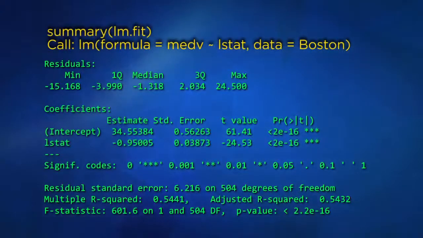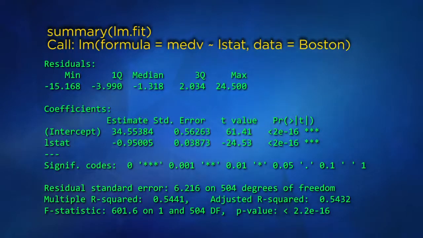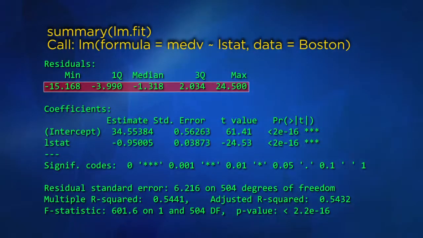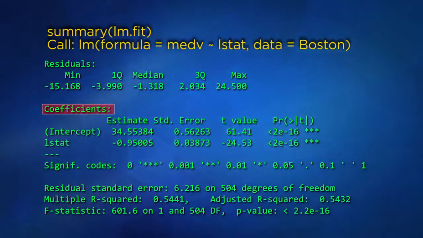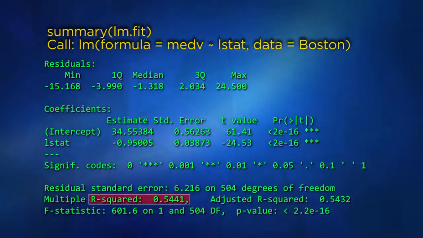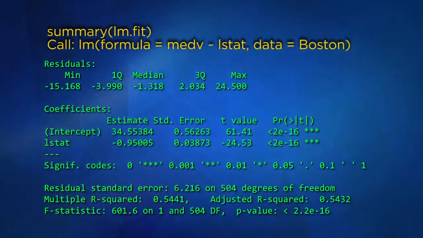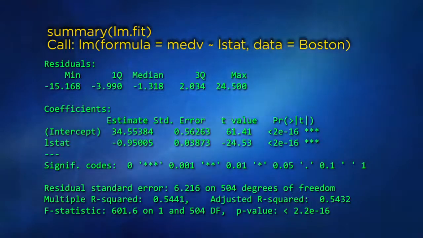All right, here's the summary function. You see our call, where we fitted the median house price on lower status. Notice our residuals range from -15 to a maximum of 24 with an average of -1.3. And then you see the coefficients in our model. Notice our coefficients are significant, and our R-squared value is 0.54. So just looking at the regression output, you might think that a linear model is actually a good fit, right? There's a significant coefficient for our intercept term and for our lower socioeconomic variable.